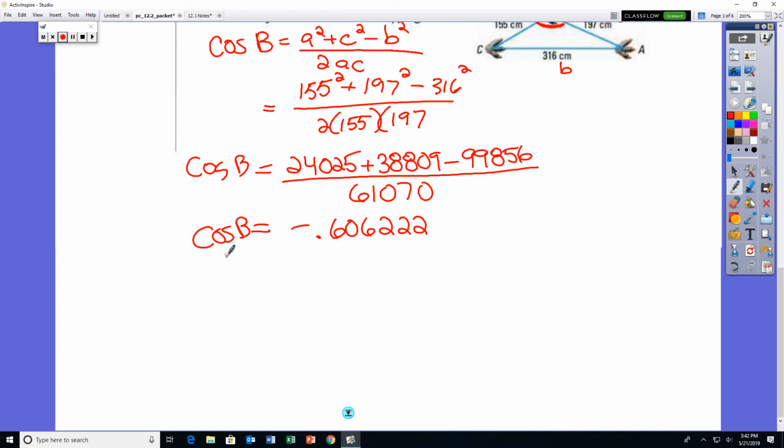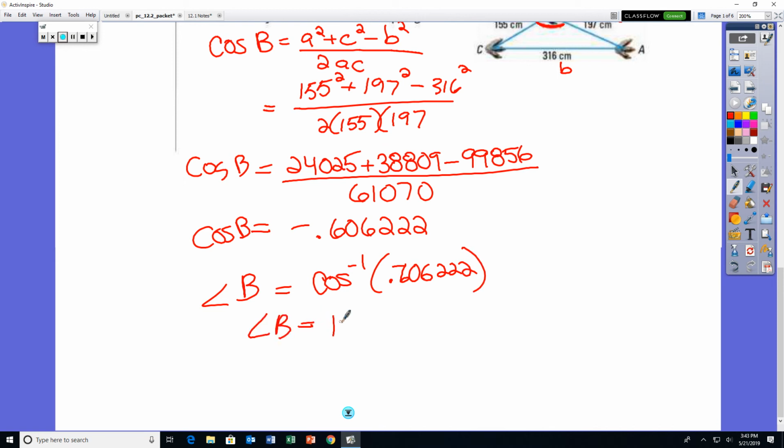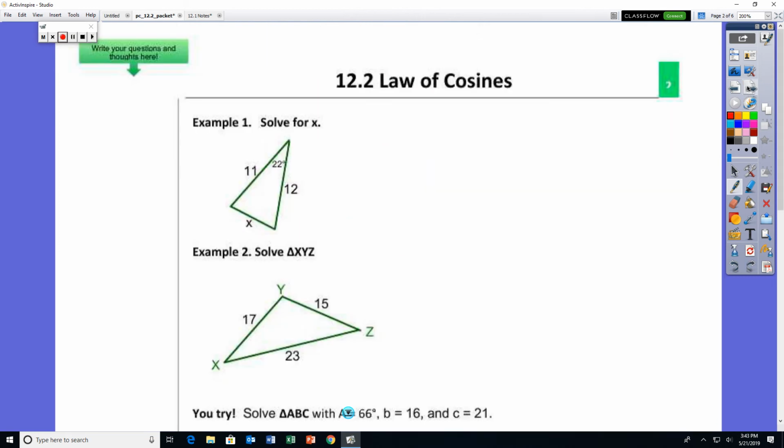Alright, but we still have this cosine here. We need to be able to find the angle. You need to take the inverse cosine. So in your calculator, cosine inverse of negative 0.606222 will give us, for an answer, angle B as 127.32 degrees. So unlike the law of sines, with the law of cosines we plug in all our numbers. There's a lot more work in terms of multiplying and squaring and using our calculator. However, on a good note, it can be used in all the situations, and you don't have to go through that theoretical how many triangles are there.